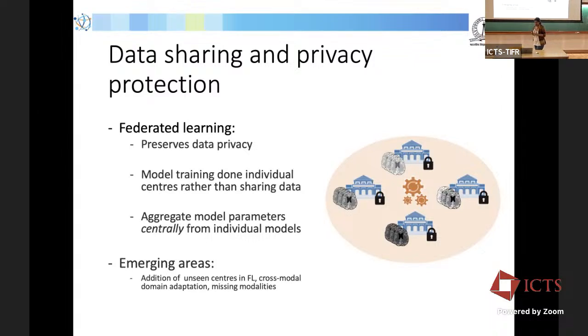So as I said, some of the emerging areas of research in federated learning is addition of unseen centers, right? So you train it with 4 centers. What if there is a 5th center with completely skewed data, right? So those are the things that we have to work on. And also cross-modal domain adaptation. Let's say that I told you that CT is taken in emergency medicine cases. So what if there is a hospital which has a different protocol? They only take MR, they don't take CT.